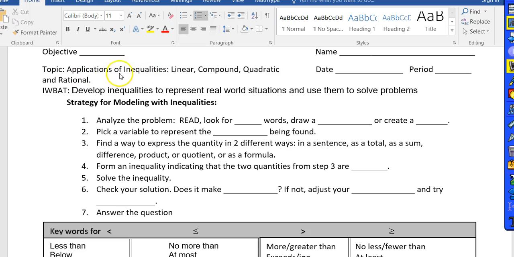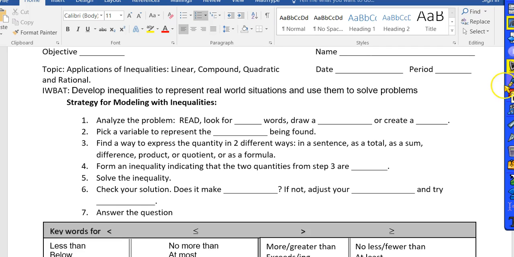So our topic for today is applications of inequalities: linear, compound, quadratic, and rational. I think that your notes just say linear and compound, so if you could add those two terms. And I actually did one other thing. I printed out my personal note page that I use as a guideline, which is why you're not having to fill in your objective and all of that. I am off my game this morning.